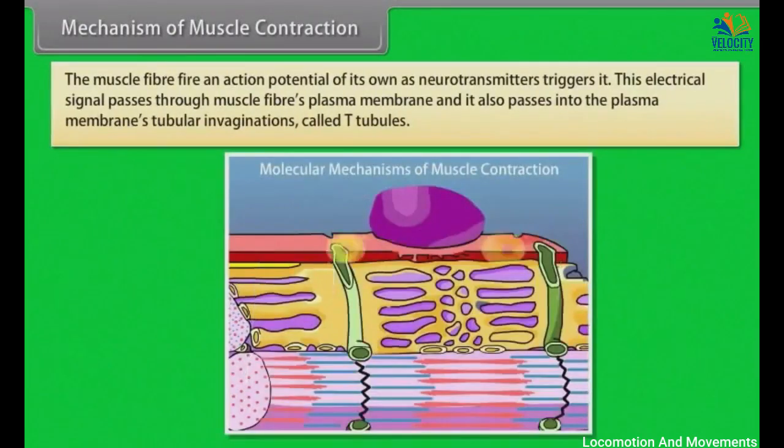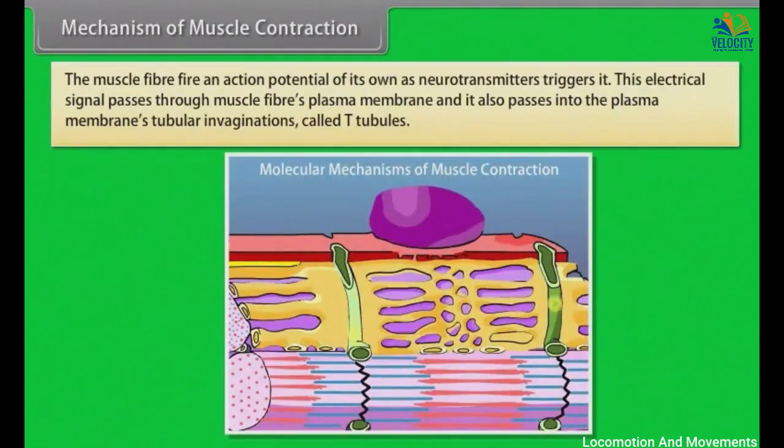The muscle fiber fires an action potential of its own as neurotransmitters trigger it. This electrical signal passes through the muscle fiber's plasma membrane, and it also passes into the plasma membrane's tubular invaginations called T-tubules.